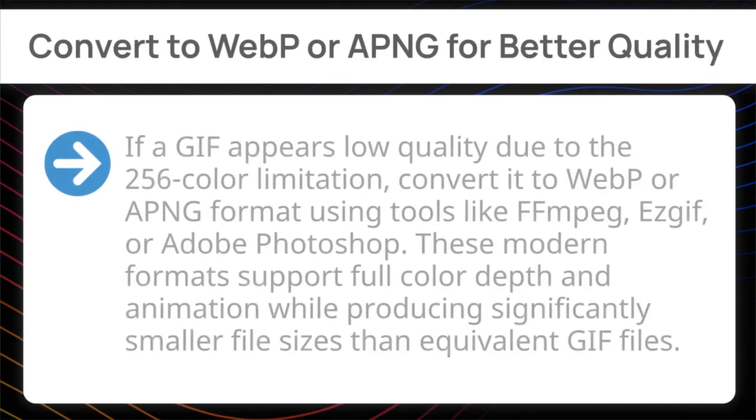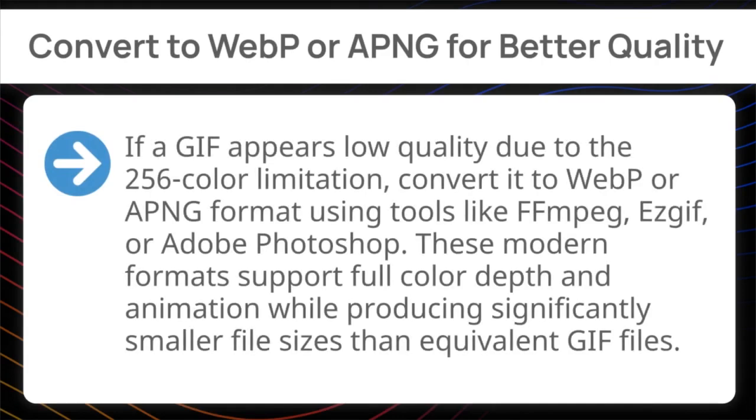Finally, convert to WebP or APNG for better quality. If a GIF appears low quality due to the 256 color limitation, convert it to WebP or APNG format using tools like FFmpeg, sgif, or Adobe Photoshop. These modern formats support full color depth and animation while producing significantly smaller file sizes than equivalent GIF files.